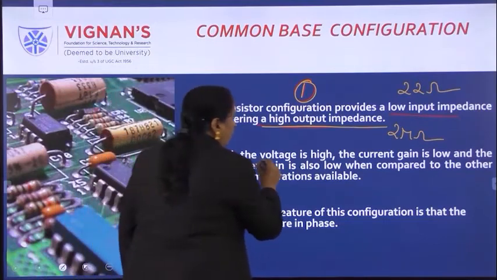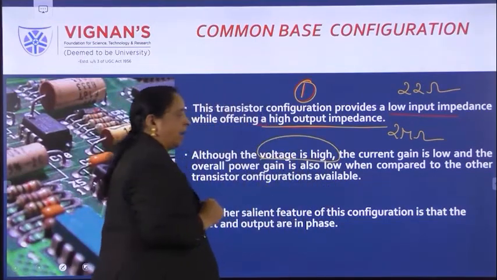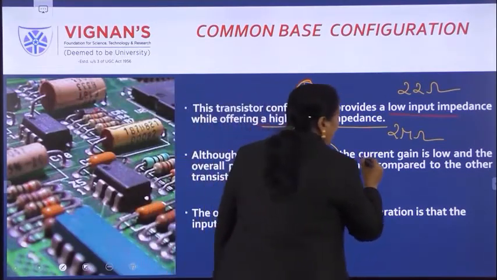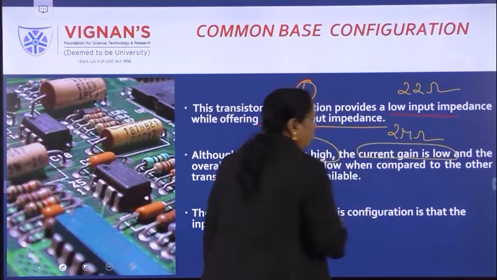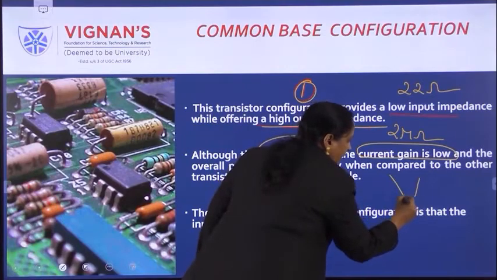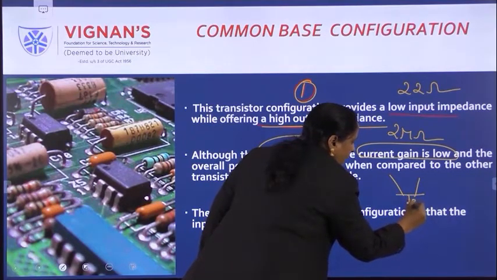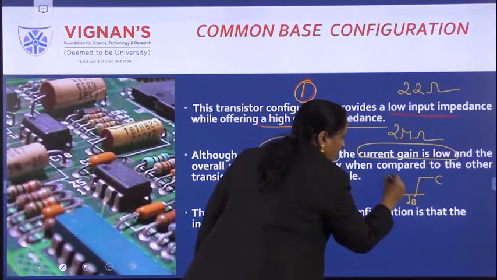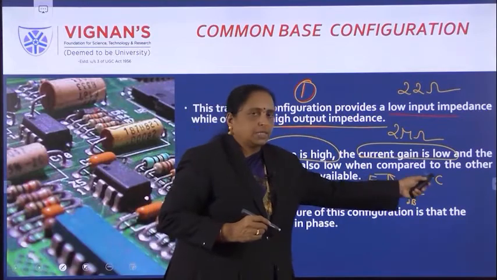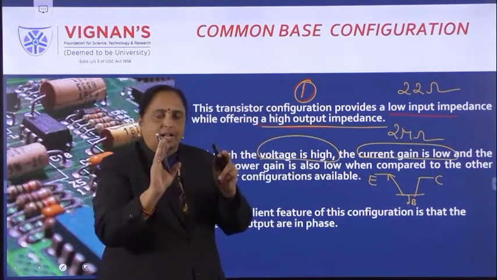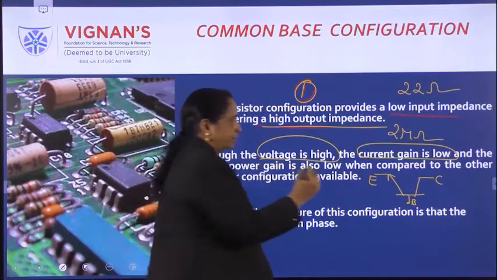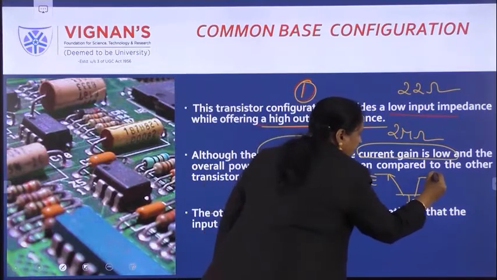Next, the voltage gain is very, very high. This is another important advantage of common base configuration, but one of the disadvantages is that the current gain is low. Why is the current gain low? In case of common base configuration, the collector is the output and the emitter acts as input. Whatever carrier starting from the emitter must reach the collector. If it is an ideal transistor, IE must be equal to IC. This is the emitter current and this is the collector current.